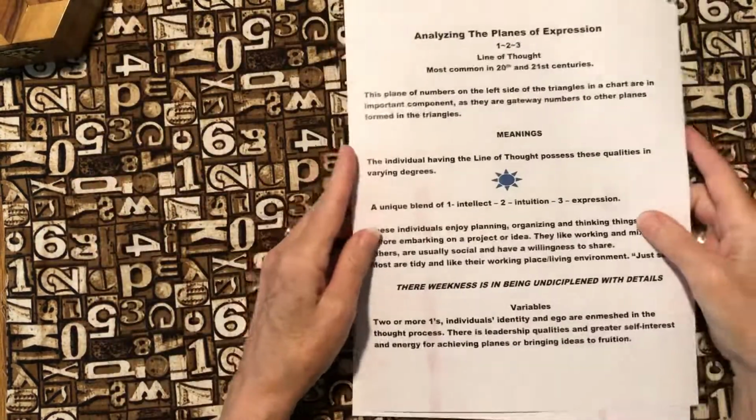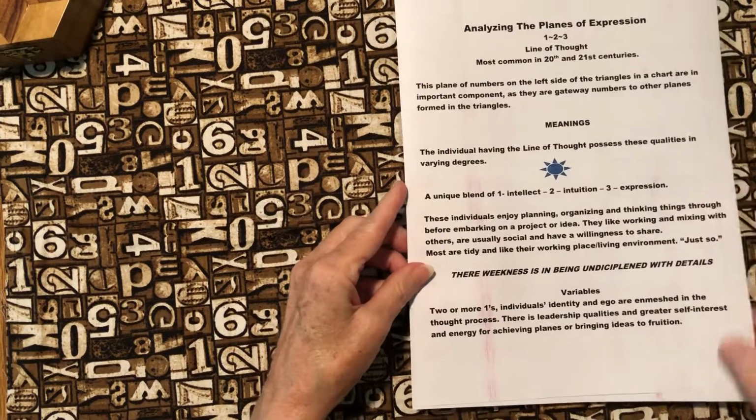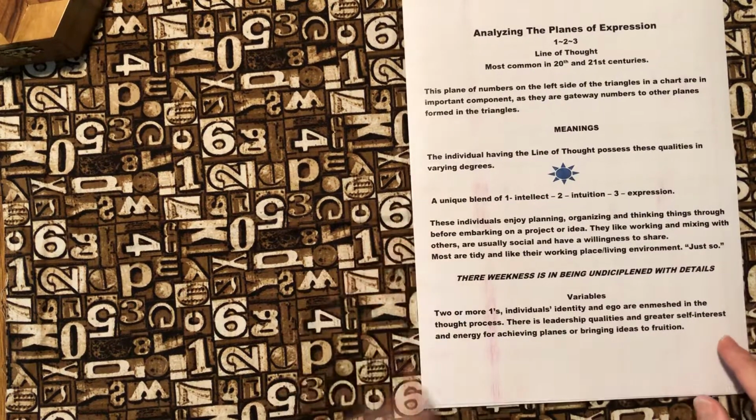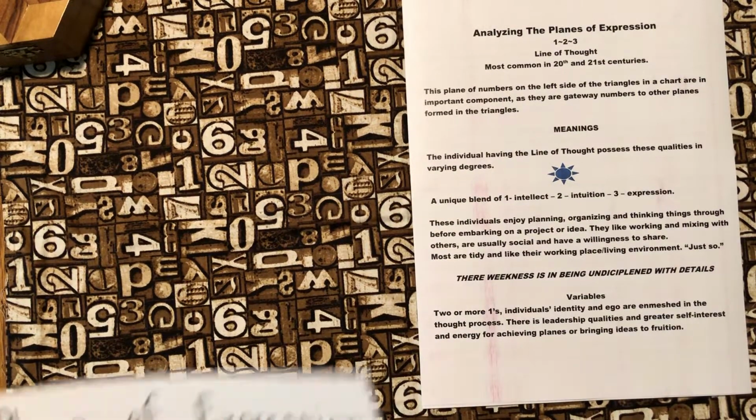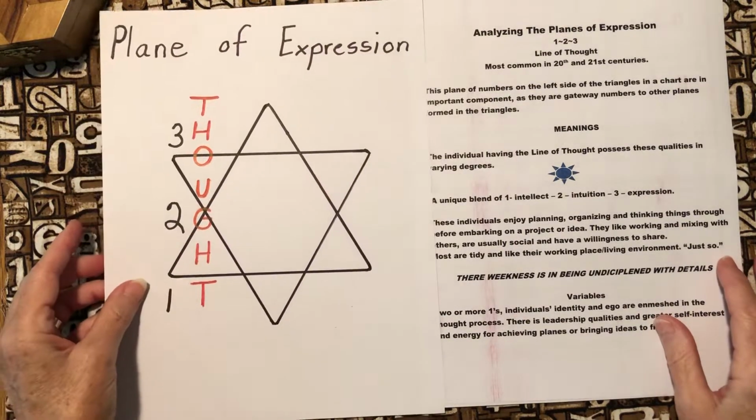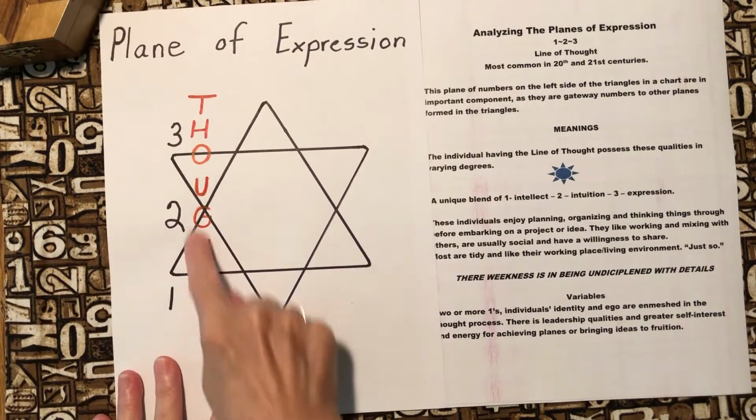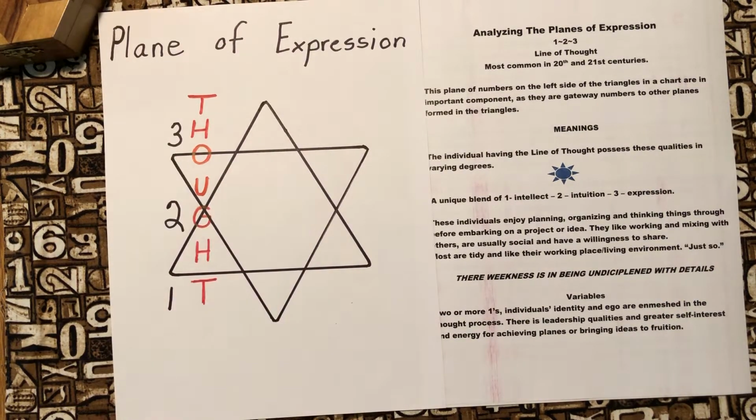All right, friends, I'm going to leave it there. This is the analysis for the plane of expression known as the line of thought, and this is where it is in your Pythagorean triangle.